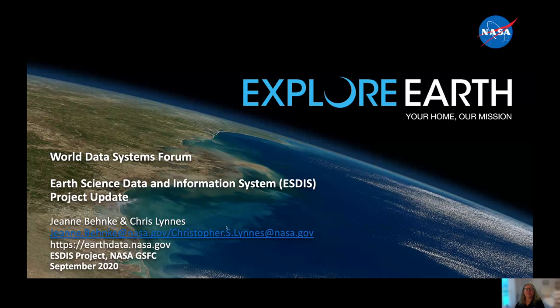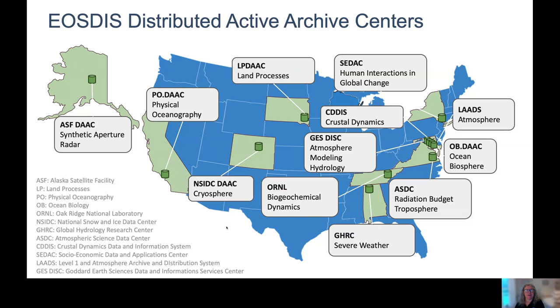Since the 1990s, NASA's Earth Observing System Data and Information System, EOSDIS, has been serving a global community of users, currently over 3 million each year in a variety of Earth Science Data disciplines. I'm Jean Benke of the Earth Science Data and Information System Project at NASA Goddard Space Flight Center, which is responsible for the EOSDIS and its network of 12 distributed active archive centers. We call them DACs, as seen in this slide.